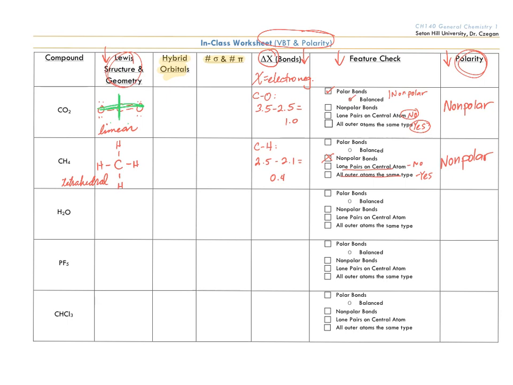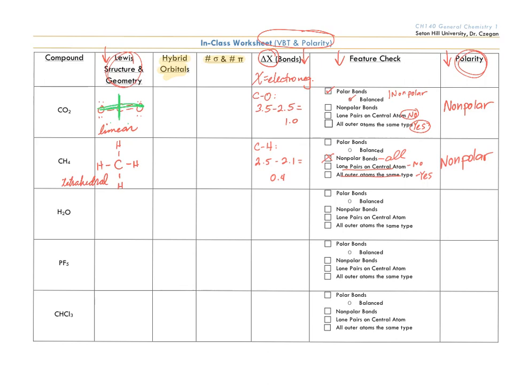That's going to tell us it's non-polar. Another thing that's going to tell us it's non-polar is that we have all non-polar bonds. We don't even have any polar bonds. So often when you have something that has all non-polar bonds, you have a non-polar molecule.